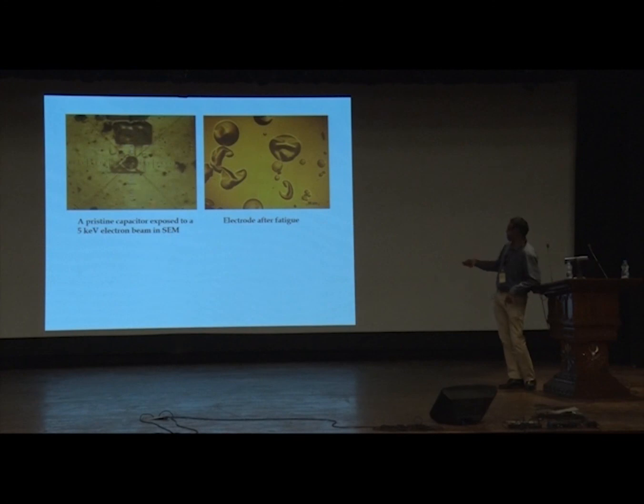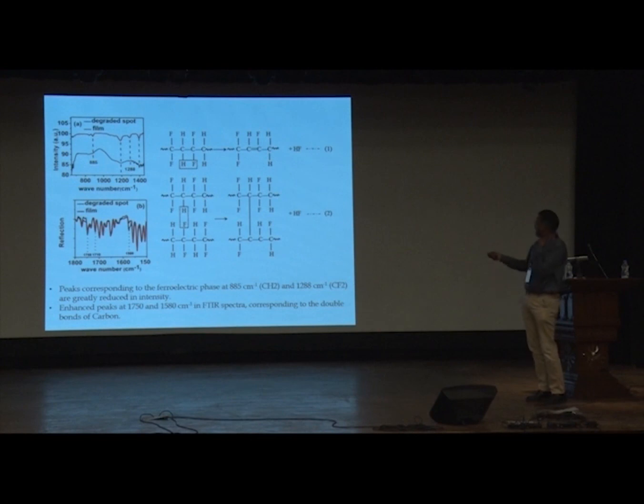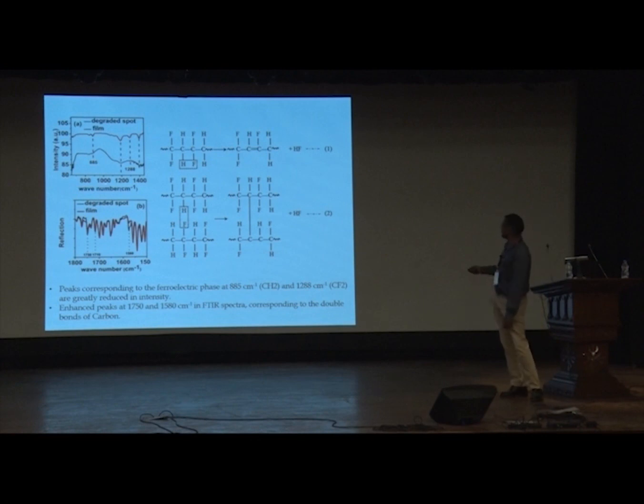We exposed the material to an electron beam, and we saw that the same bubbles were forming with the exposure to the electron beam. Then we did some analysis using FTIR, and what we found was very interesting. In the FTIR spectra of the degraded spot as well as the pristine film, there are various peaks. The key peaks are one at 885 cm^-1 and another at 1288 cm^-1. One belongs to CH2, another to CF2. These CH2 and CF2 peaks become weaker as a function of fatigue. You can see that the one at 885 and the other at 1288 become absent in the fatigued film.